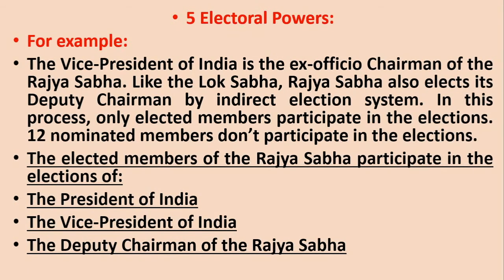Next come the electoral powers. Now, again, I will talk with an example. The Vice President of India is the ex officio chairman of the Rajya Sabha. Like the Lok Sabha, Rajya Sabha also elects its deputy chairman by an indirect election system. In this process, only elected members participate in the elections. The 12 nominated members don't participate in the elections. Yes, students, while talking about the vice president, I told you if the president is not available, then the vice president will act as president. And at that time, the deputy chairman of Rajya Sabha will perform the duties of the vice president.